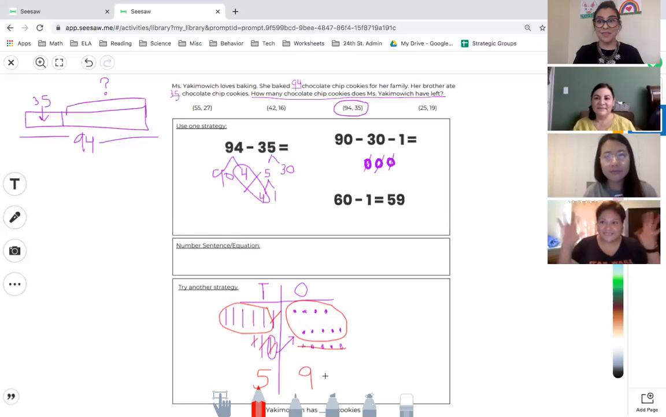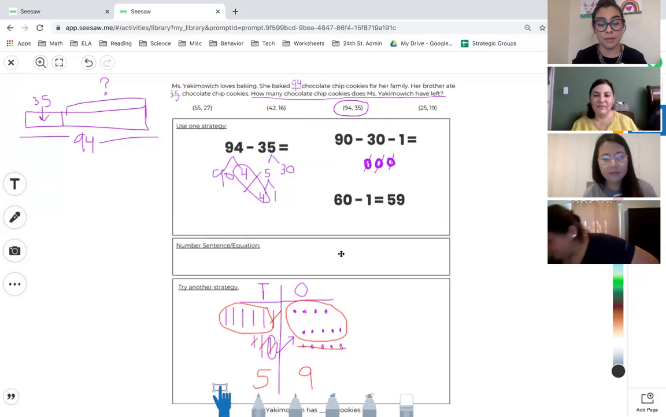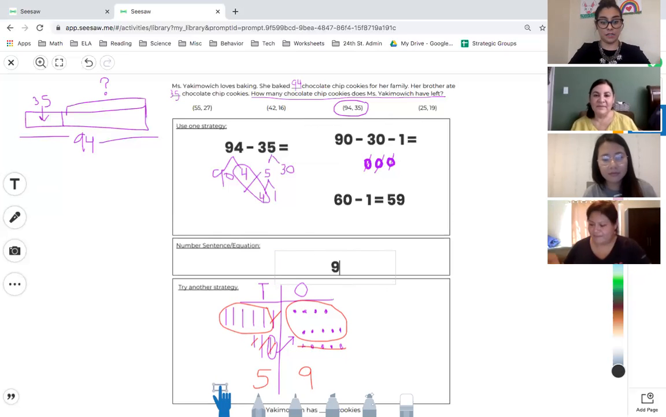And that's exactly what Miss Rosales got. So it must be correct. Yay. So now we know it's correct because we used 2 strategies. And that's why it's really important to use 2 different strategies to make sure that you got the exact same answer. Right, let me write the number sentence because we always need to make sure we have our number sentence here. And the number sentence is 94 minus 35 equals 59. And we know that answer is correct because we checked it twice.